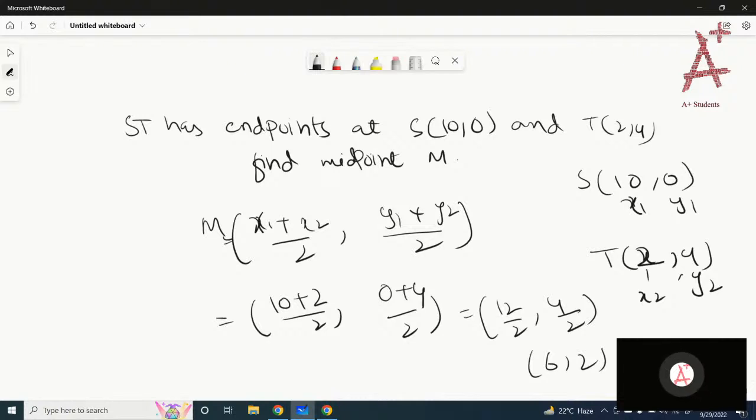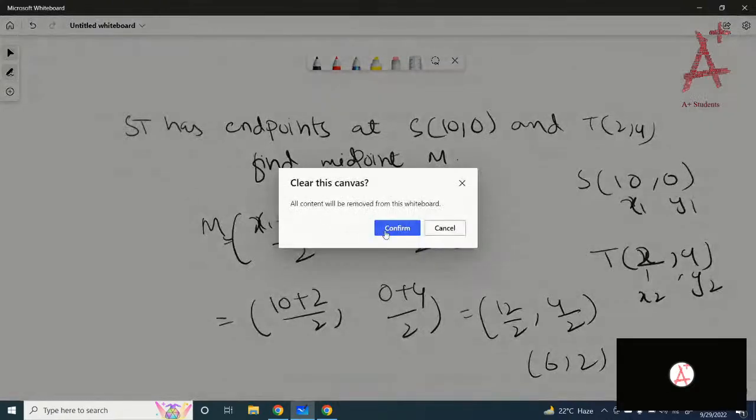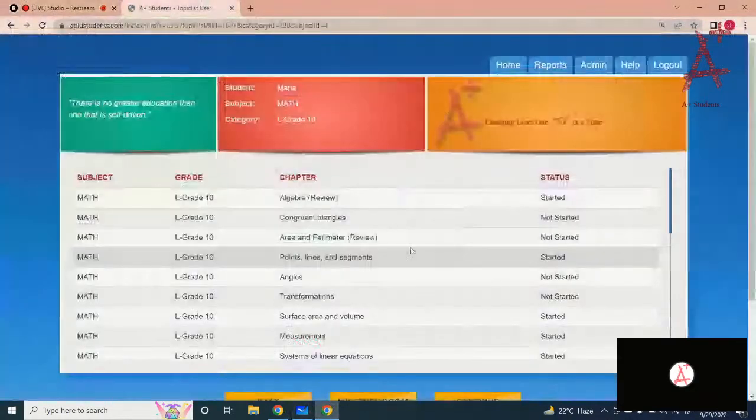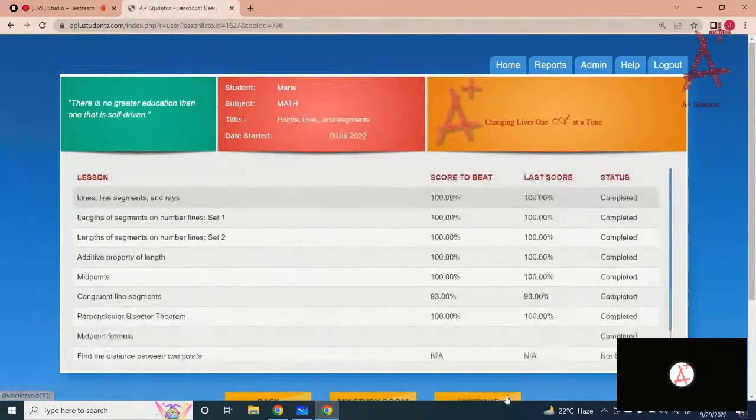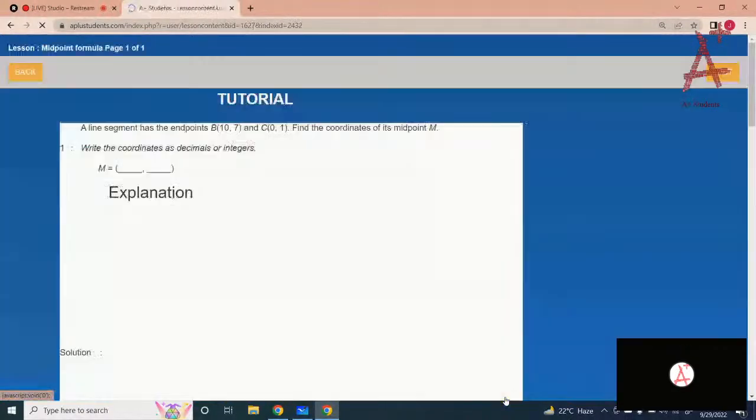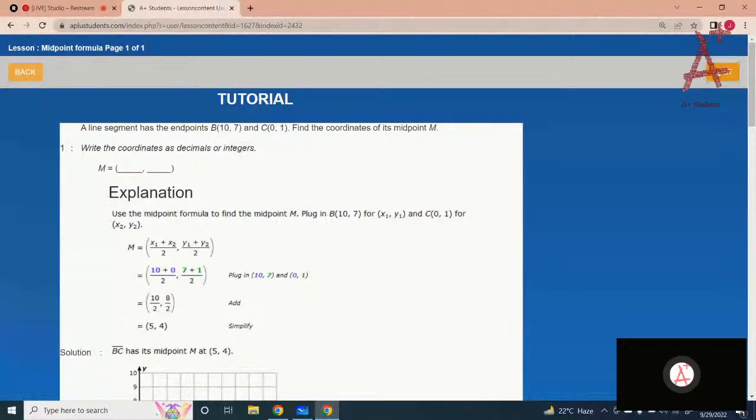On the top right corner you have a test button. Let's start with the test. We are in Points, Lines, and Segments, and on the midpoint formula.